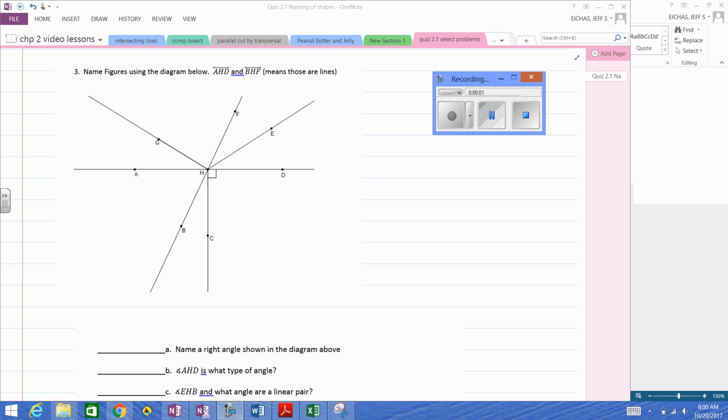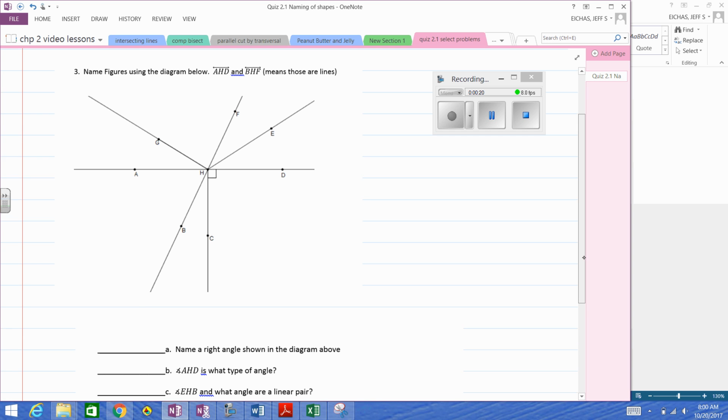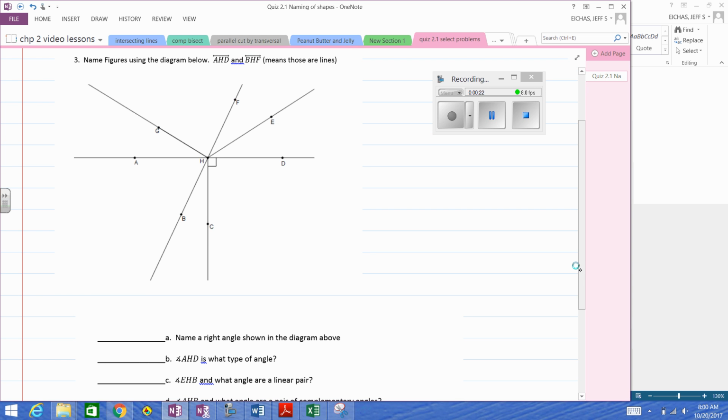Okay, so the last video was on naming different shapes and things like that, the basics of Chapter 2. I wanted to show you exactly what we struggled with on the quiz, or at least some of us struggled with on the quiz, so that it can help you with this. All right, let's go through just these shapes that we have to name.